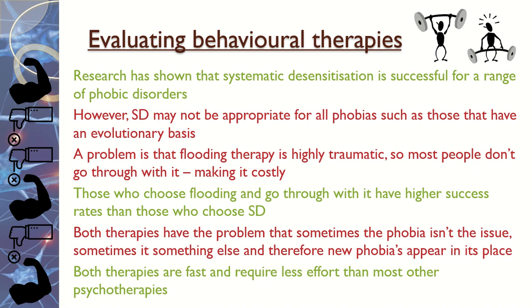However, systematic desensitization might not be appropriate for all phobias. For example, if you have a phobia of, I don't know, lions, then it's not very helpful. You need to be scared of lions, that's helpful. So those phobias are often harder to undo because it's sensible to be scared of them.